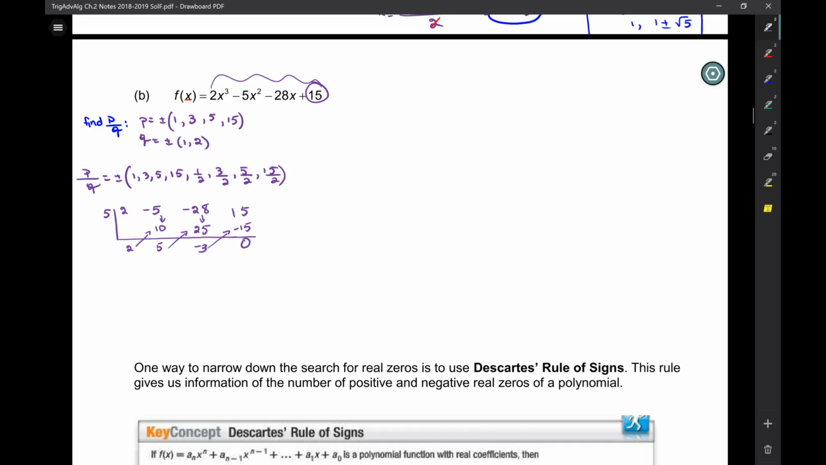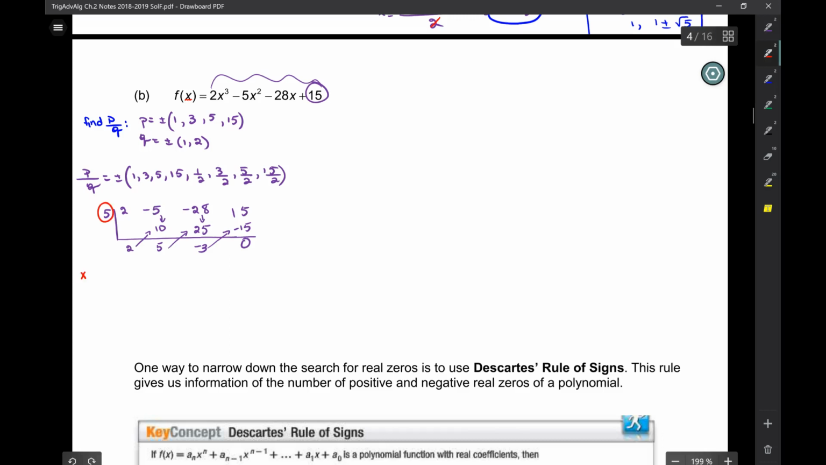Okay? But if you had gone through the list here, if you had done 1, 3, 5, right? It would have been the third one you tried. Or if you did +1, -1, +3, -3, then -3 would have been the fourth one to work for you. Okay? All right. So now what we get is this.